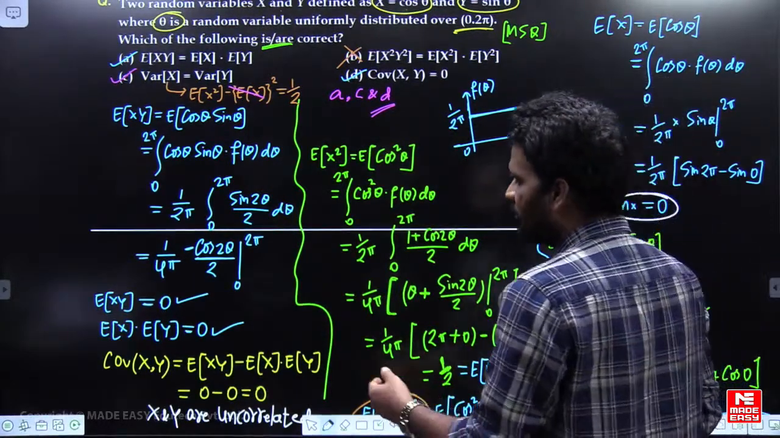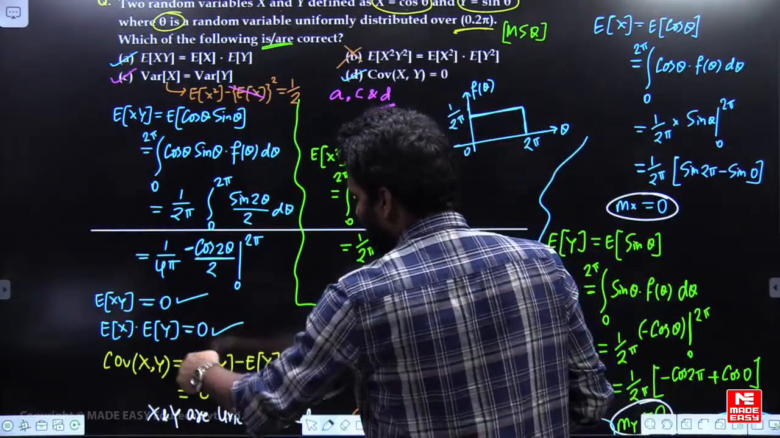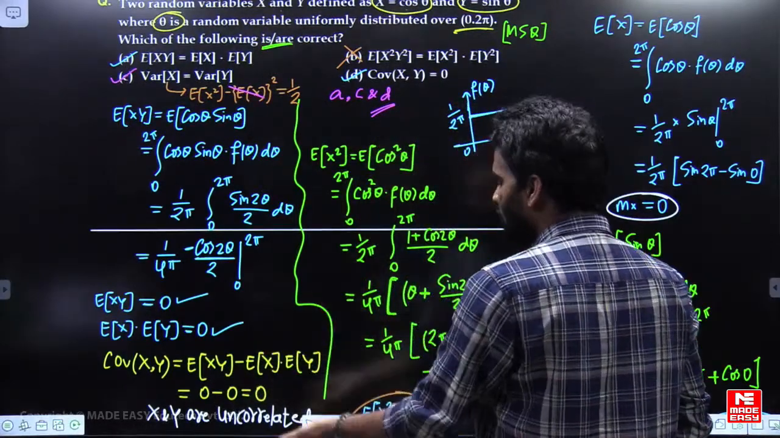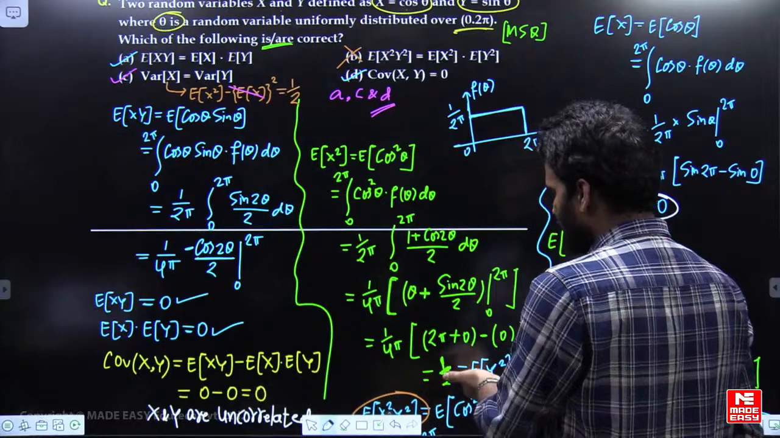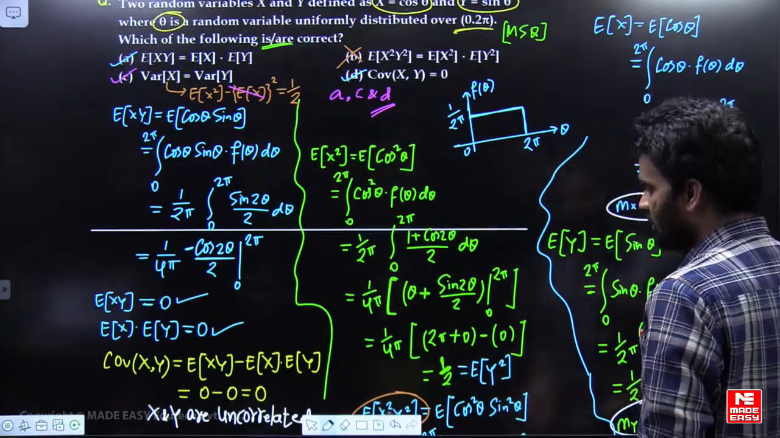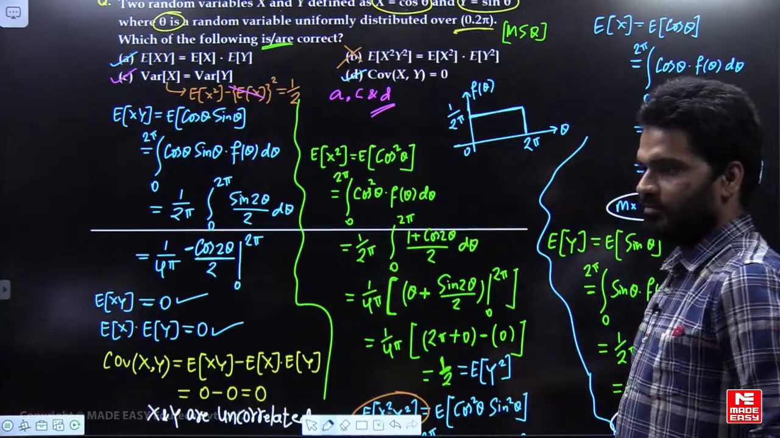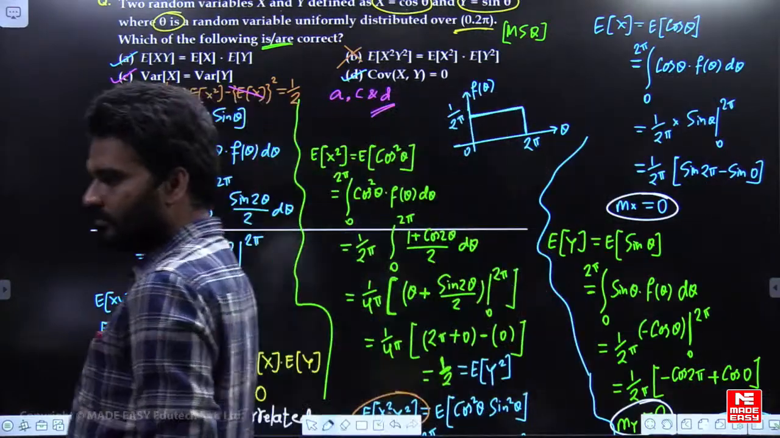If random variables are uncorrelated, covariance 0, then we can't give a guarantee that the random variables are independent. We can't give a guarantee. Here you can see that they are uncorrelated but not independent. But the reverse is not true.